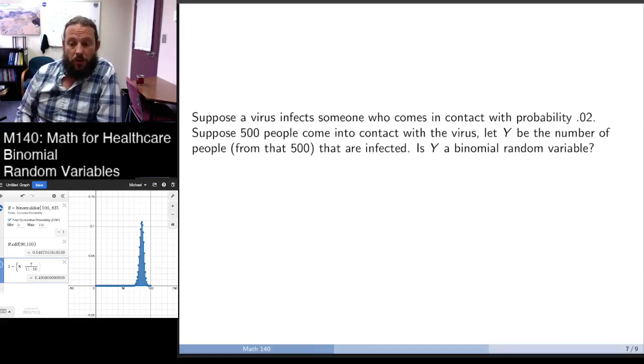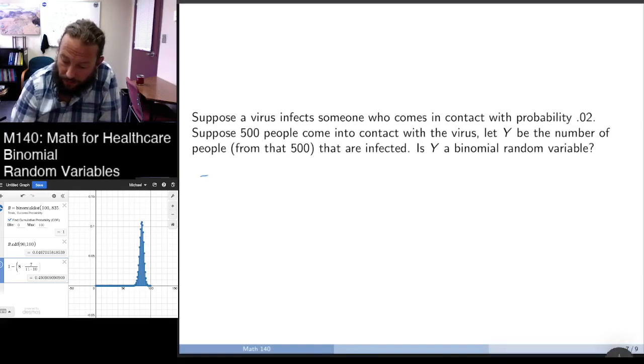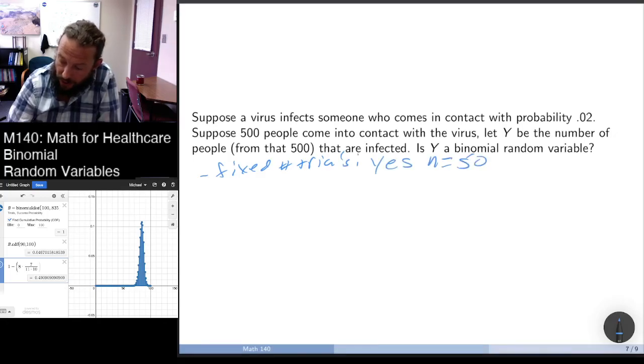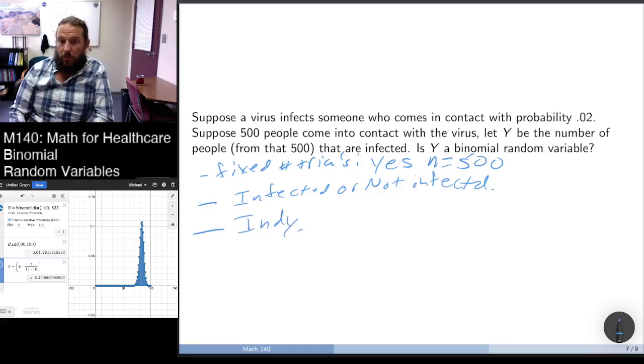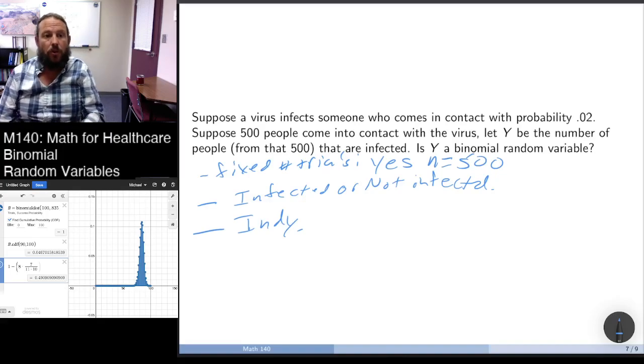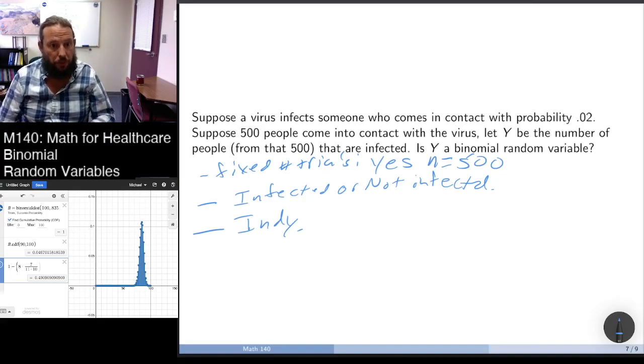Is Y a binomial random variable? Let's see here. Do we have a fixed number of trials? Yes, we have n equal to 500 fixed trials. And two outcomes, yes, infected for each trial, or not infected, for each person. And lastly, are they independent? Yes, because that probability 0.02 doesn't change depending on which person you are.